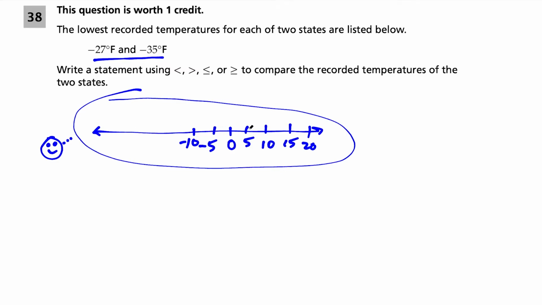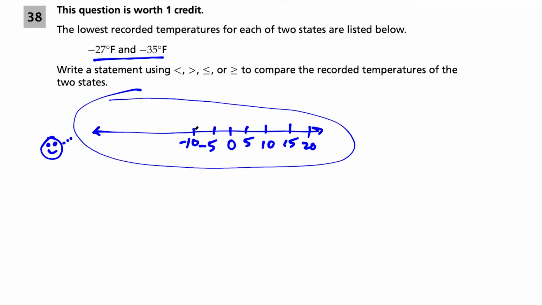And what happens when you're going to the left, the absolute value of the number, just the number without the negative, increases as you go towards the left here in the negative direction. So you just got to be careful, because if you look at this too quickly, you might say, oh, 35 is bigger than 27. But when you're in the negative world, -27 is actually greater than -35.